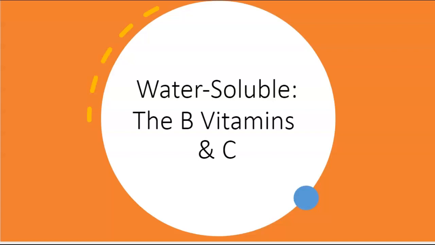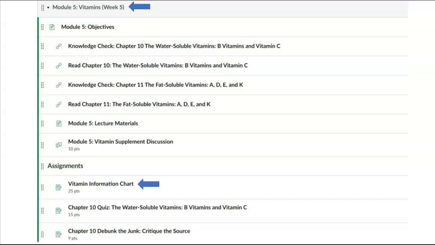So Chapter 11 is about the water-soluble vitamins. Before we get started, I want to make sure that you download or print, whatever you want to do, the vitamin information chart. So in Canvas, under Module 5, you want to look in the assignment section, and we're going to have the vitamin information chart.